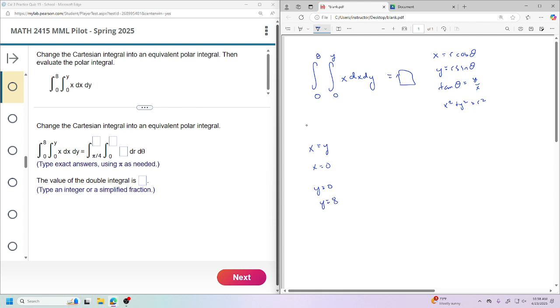I'm just looking at this silly little thing. Why would I want to convert this into polar anyways? Because they make us. Oh, okay. In the real world, this is not supposed to be polar. So x equals 0, y equals 0, y equals 8. There you go. I mean, it's clearly rectangular, so why are we doing this? But that's fine, that's fine.